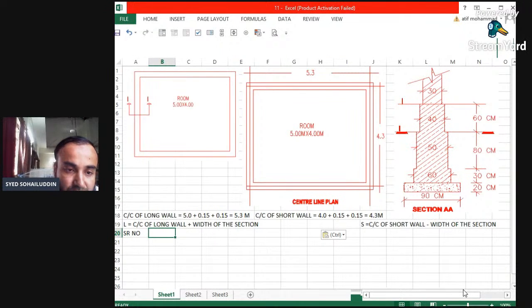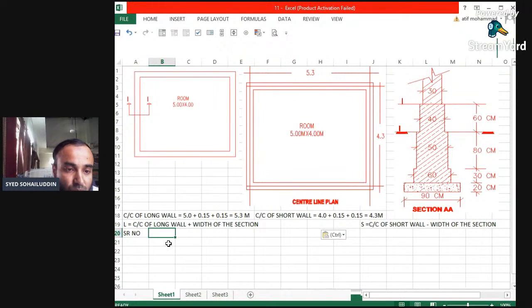So 5.3 meters plus what is the width of section? Here the width of PCC, only PCC, is 90 centimeters. That means it is 0.9 meters. So 5.3 plus 0.9 is nothing but 6.2 meters. So what is the length of long wall? The length of long wall is 6.2 meters.